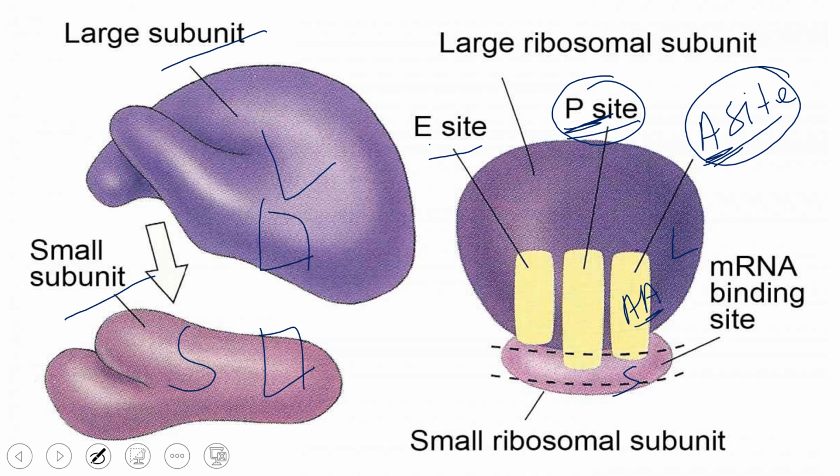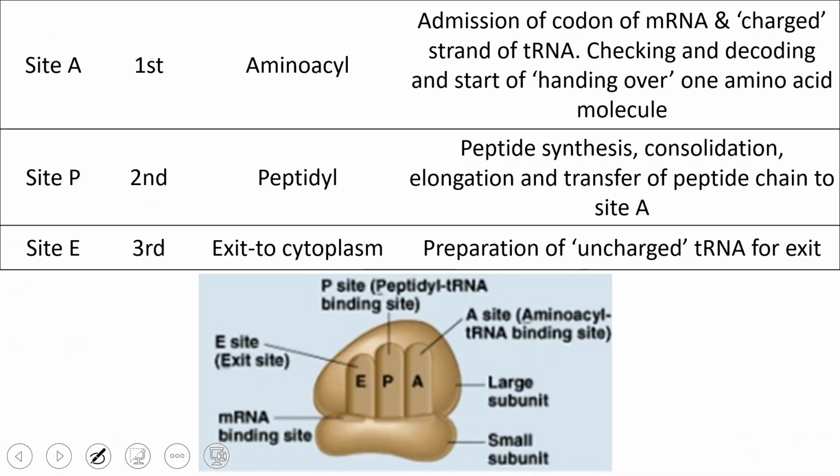And here the first amino acid comes, and the peptide bond actually forms at this location. So this is called the peptidyl site or peptide binding site. And this is the E site, that belongs solely to the large subunit only. From here the tRNA exits. So that's why it is the E site.